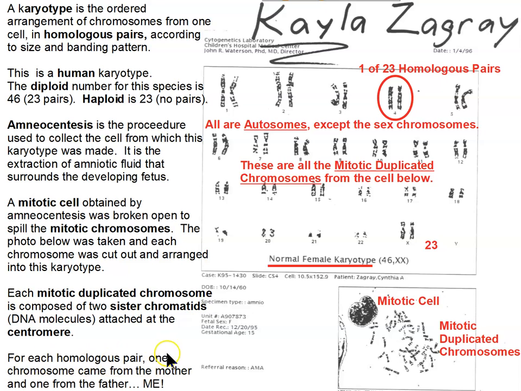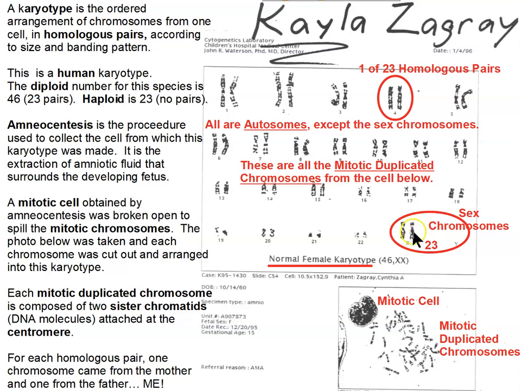And for each homologous pair, for each one of these pairs of chromosomes, one chromosome came from my daughter's mother, in other words my wife, and one of them came from me. There's no way to tell by looking at them, but that's how it is. So my daughter is my daughter and not my son because she has 2 X chromosomes. That's how the sex chromosomes determine gender. 2 X chromosomes is female, and if there was 1 X and 1 Y chromosome here, then my daughter would not be my daughter, she would be my son.